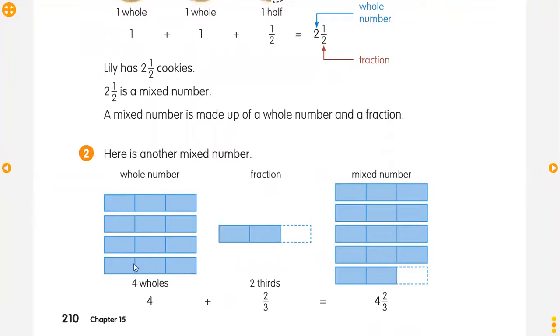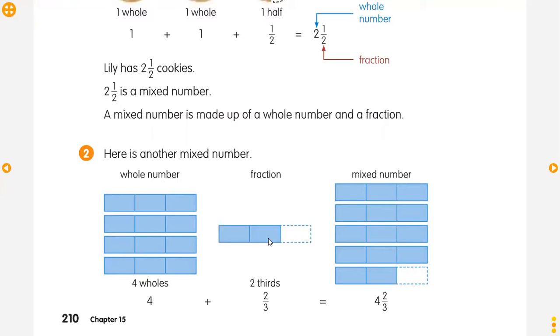Look at this picture. I have here 4 wholes. Can you all see it? How do I know this is a whole? Because all of its parts are shaded. So one whole shaded shape, another one whole shaded shape, 3 whole shaded shapes, and then 4 whole shaded shapes. So how many wholes do I have? I have 4.